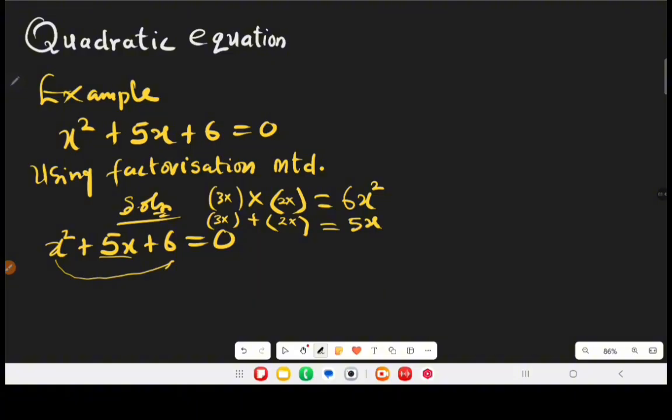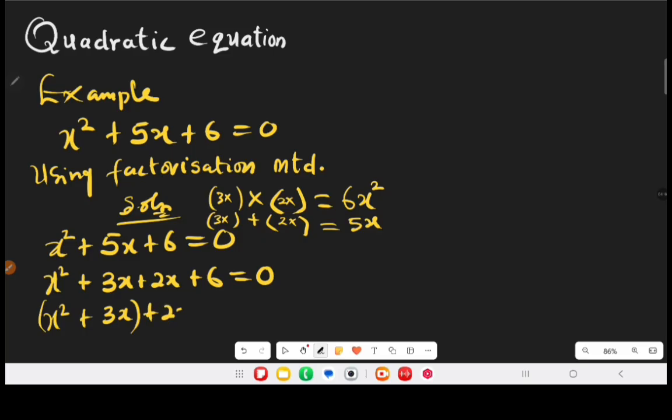Now, we use 3x plus 2x to replace 5x. We have x squared plus, instead of 5x, we replace it with 3x plus 2x, plus 6 equal to 0. Then next step, we group this expression into two brackets. We have x squared plus 3x, plus 2x plus 6, in brackets, equal to 0.